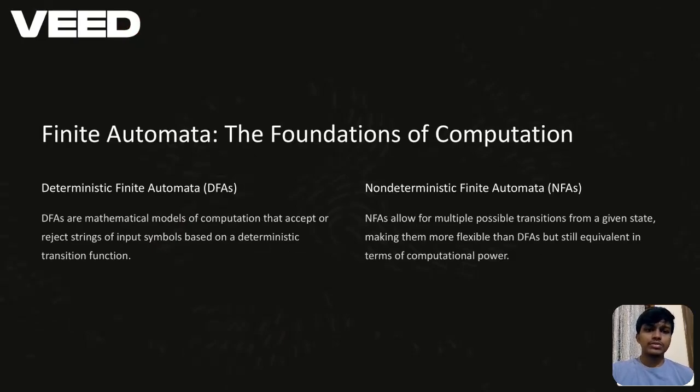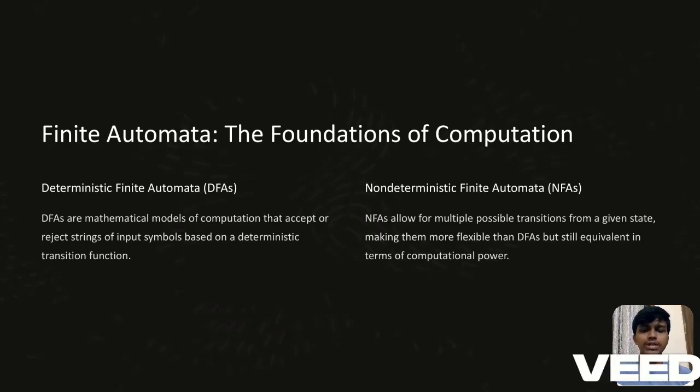It has two types, deterministic finite automata and non-deterministic finite automata. DFAs are mathematical models of computation that accept or reject strings of input symbols based on the deterministic transition function. A DFA is a finite state machine where for each state and input symbol there is exactly one transition to the next state. So at any point the machine has a single definite choice of transition.